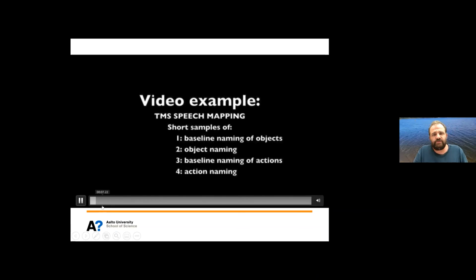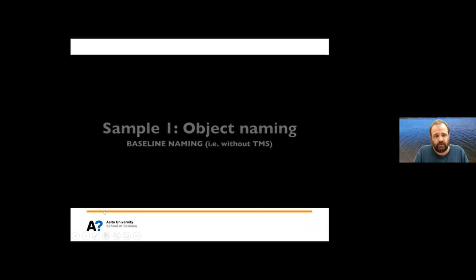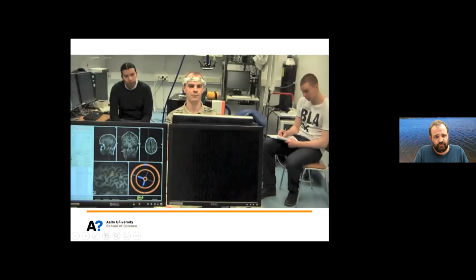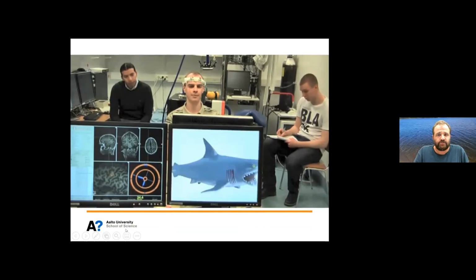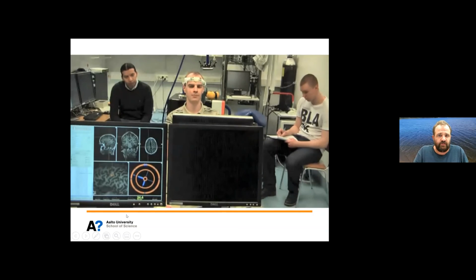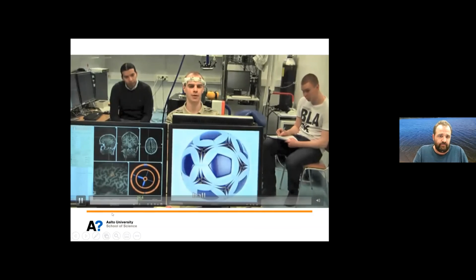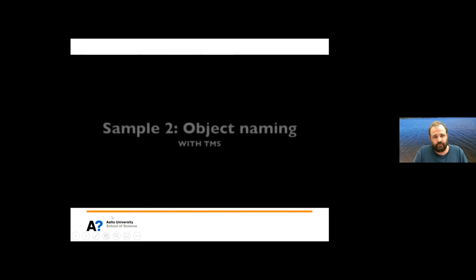So first we saw the images without TMS. This is an old example. The images now are normalized and used in a standard way, so we are sure that the errors are not because of the images or of other parameters like lack of focus.